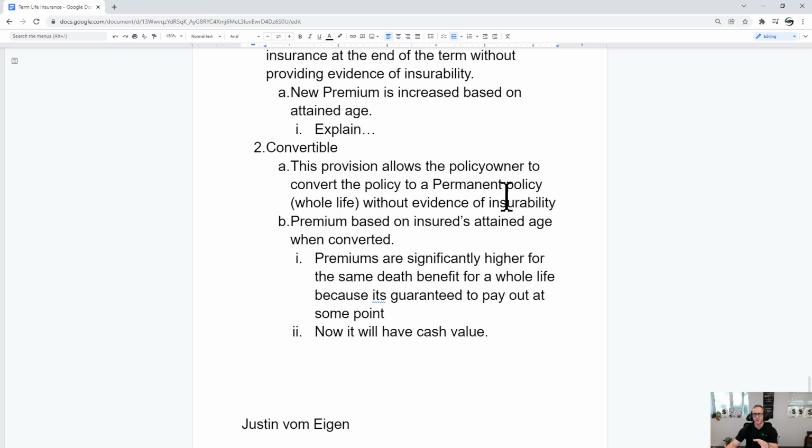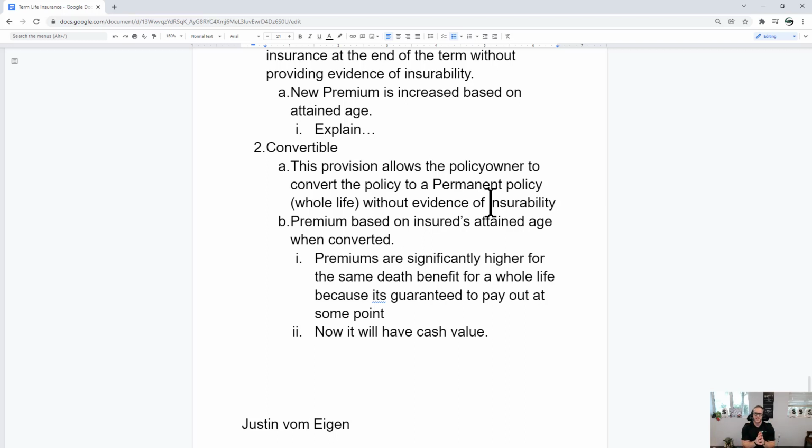So they may have a 20-year term. At any time in that 20 years, unless the company specifies otherwise, the insured can convert it to a whole life. So the insurance company may say you have throughout the entire term to convert it. You may only have in the first 10 years to convert it, first 15 years, that's up to the insurance company.